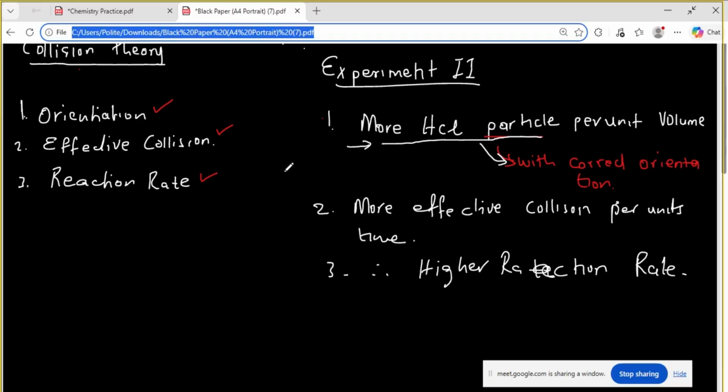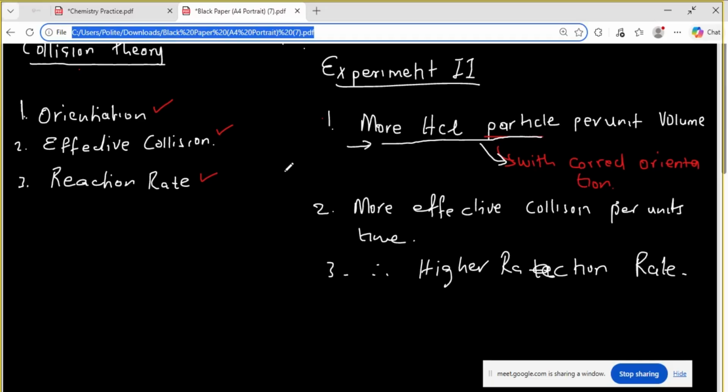You understand? So now there are requirements for this effective collision. Number one, we need the minimum activation energy and the correct orientation. Always talk about those two. And then the outcome is what we call the formation of products.